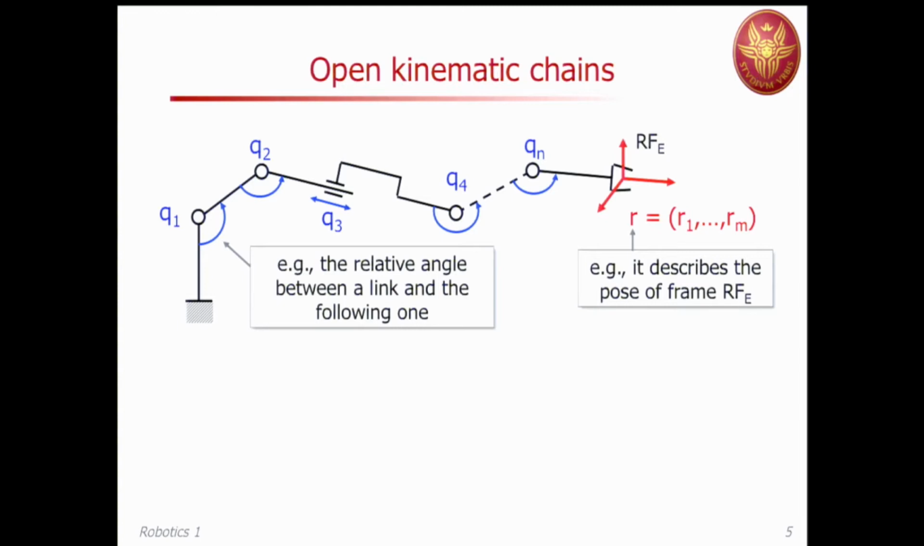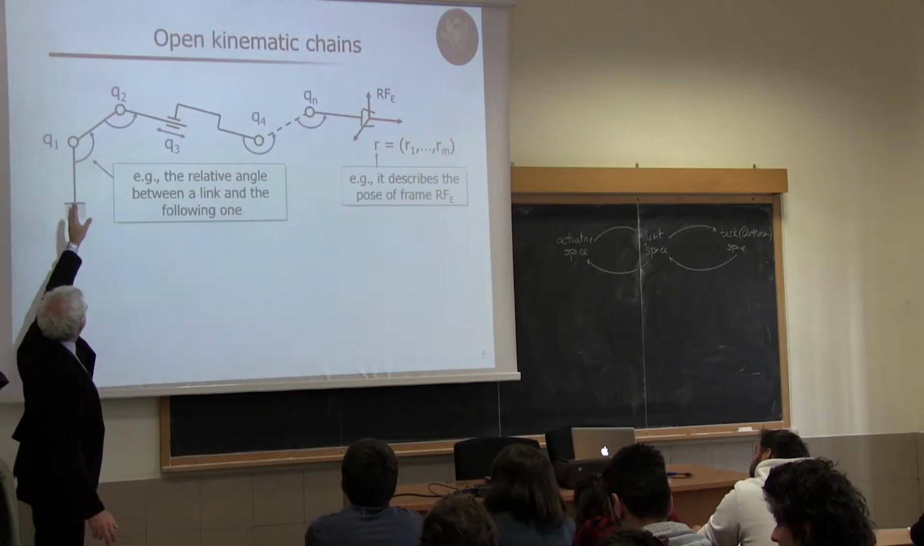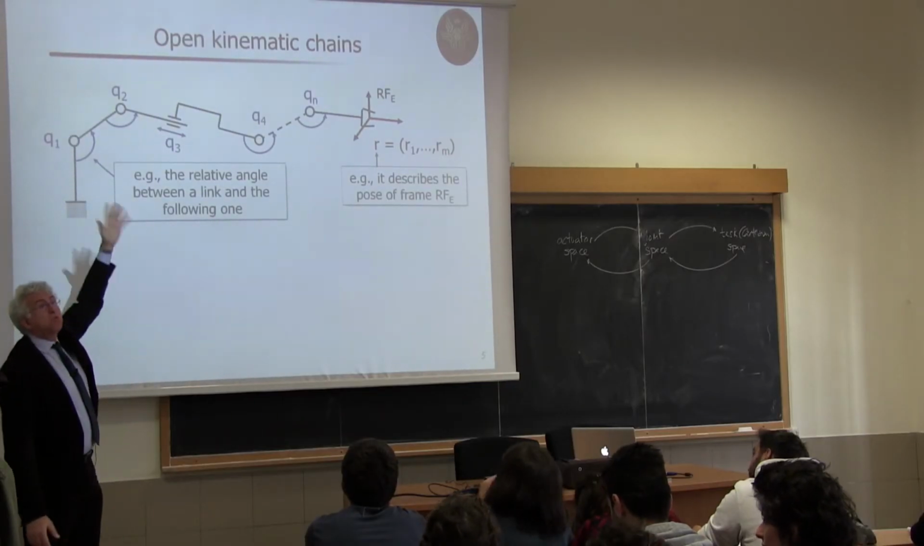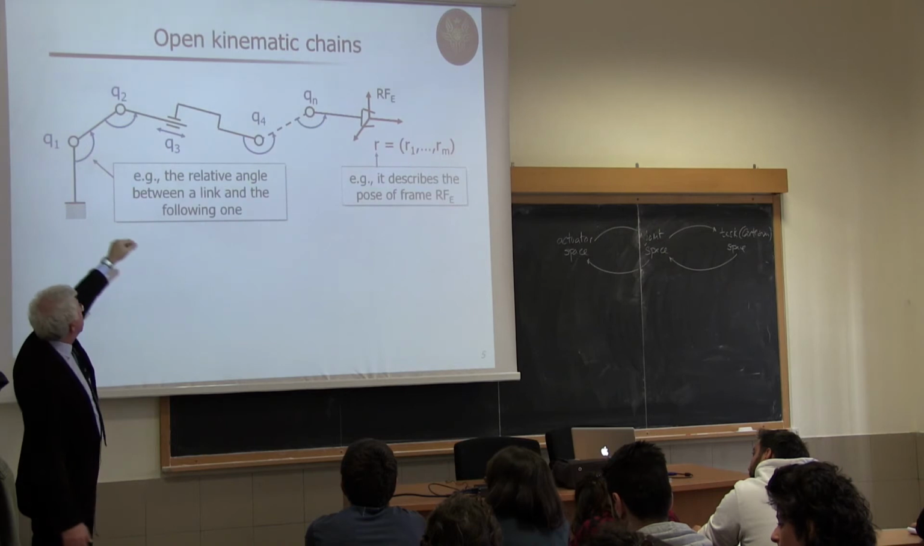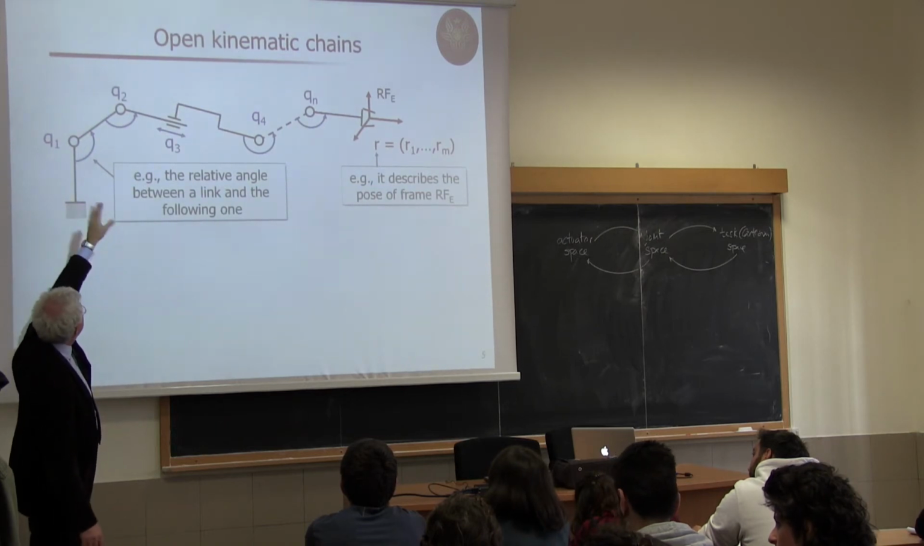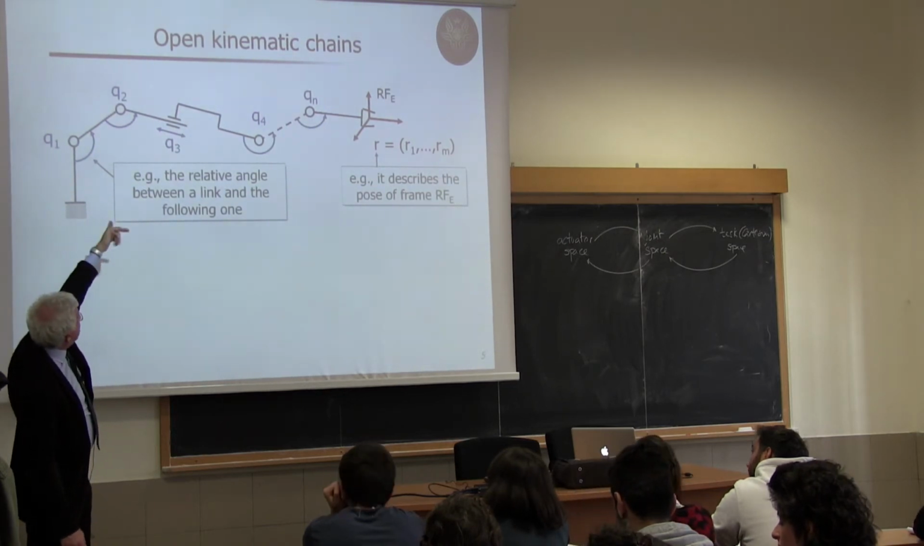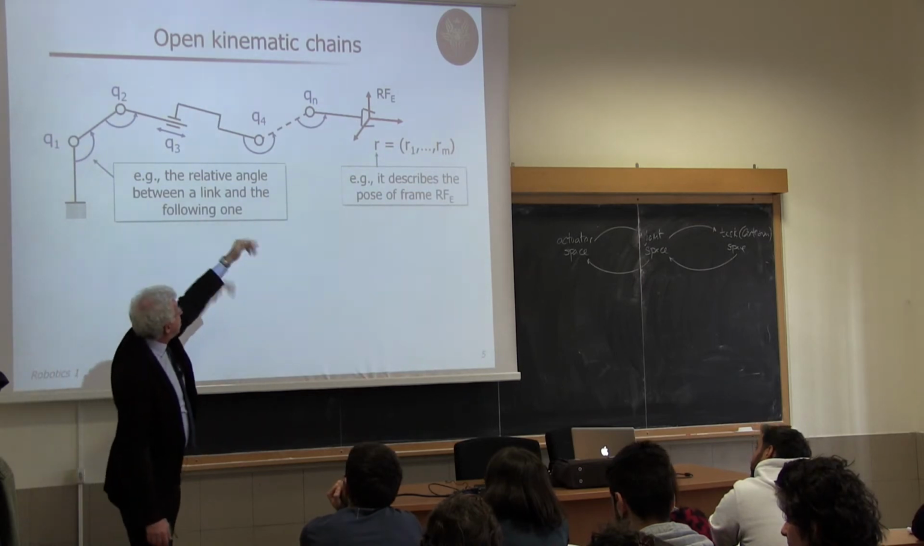Okay, so open kinematic chain. We will deal with something like this. This is one way of representing things. I start from the base. I have the first joint with some variable. I will see how to define this. A second joint of the revolute type, the third joint prismatic, and so on.